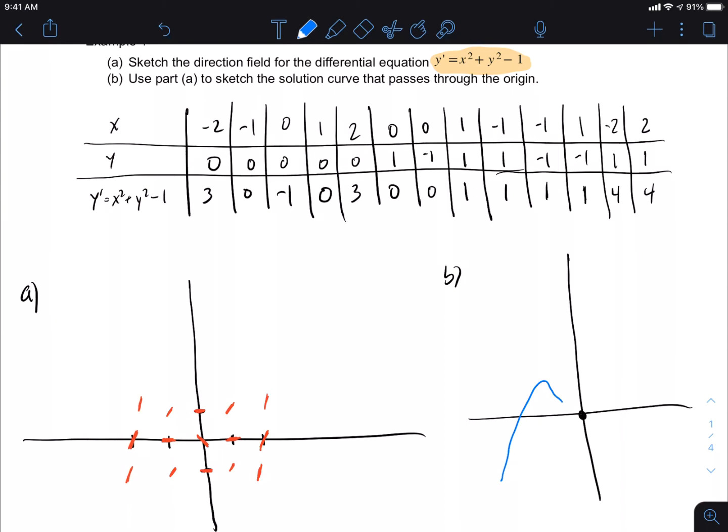So it must be doing something like this. The blue line is an initial condition problem. The slope field on the left is just giving us a field of possibilities for our answers. Does that make sense?